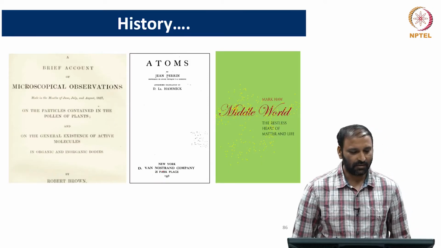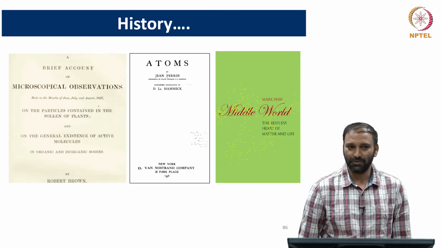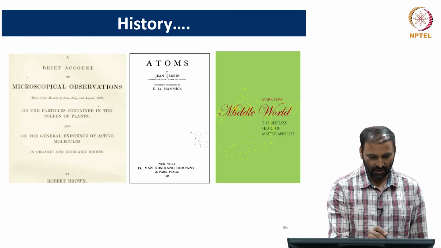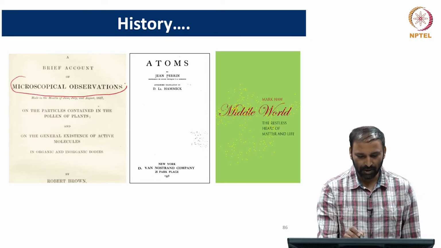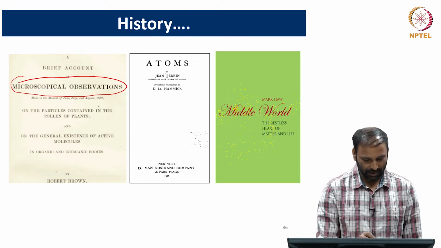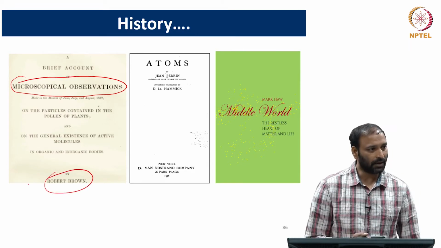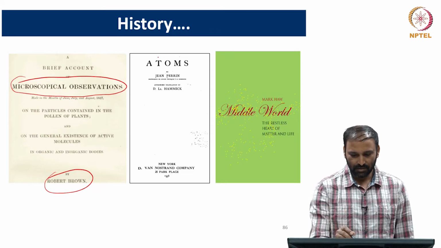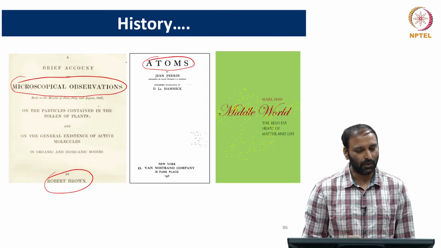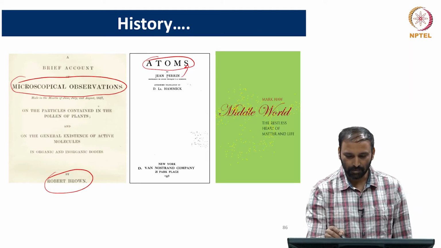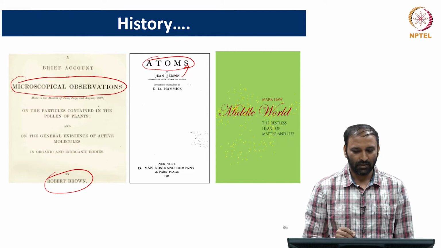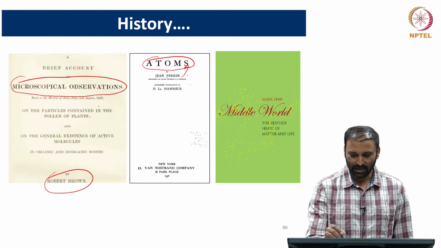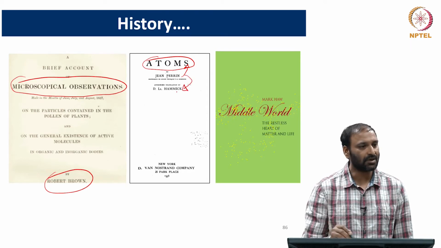So these are some really good books. If you are interested, you should read them. The first one is of course something on microscopical observations. This is actually written by Robert Brown. And the second one is titled Atoms, which is written by John Perrin, who, I'm going to tell you a little bit about him and what he has done. The original book is in French. It was translated to English.